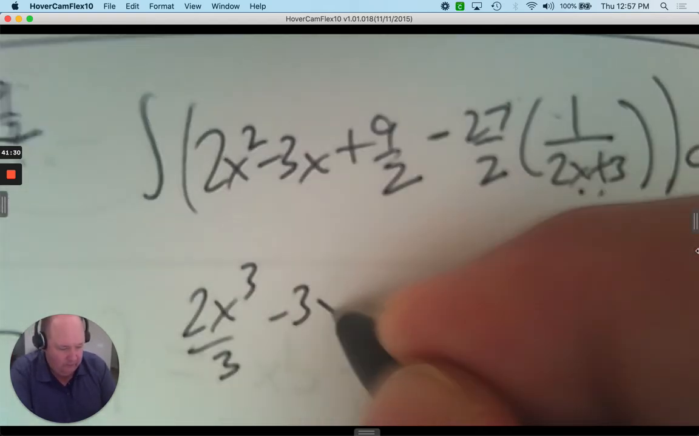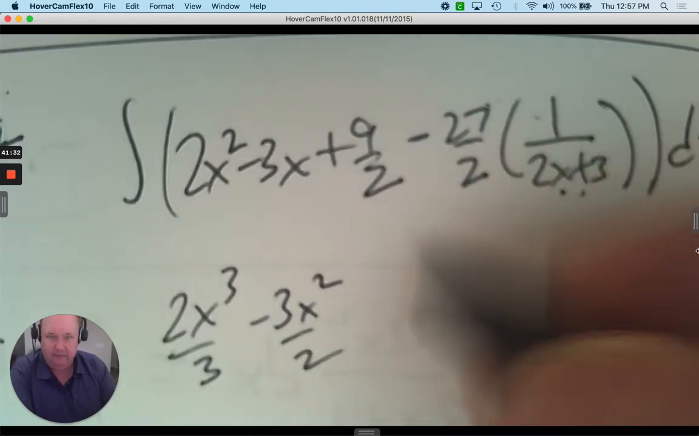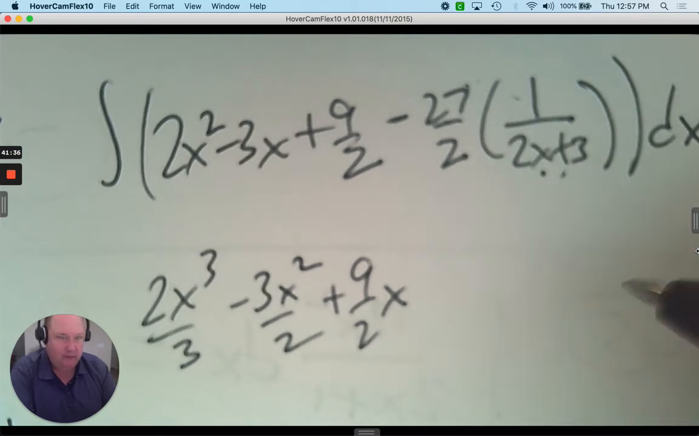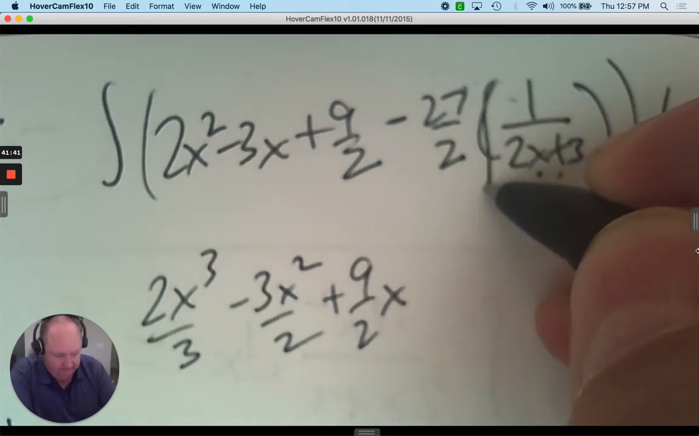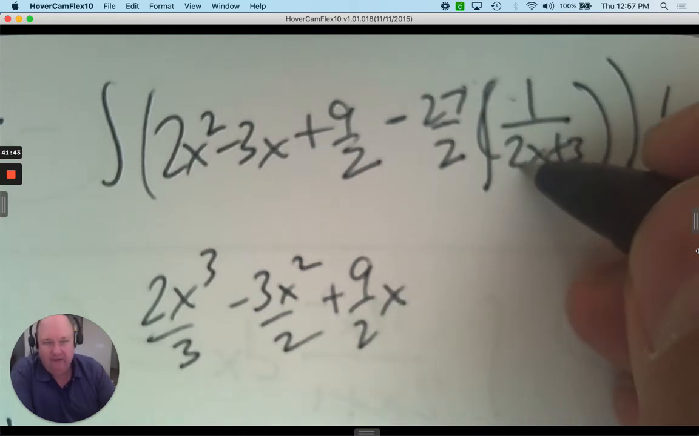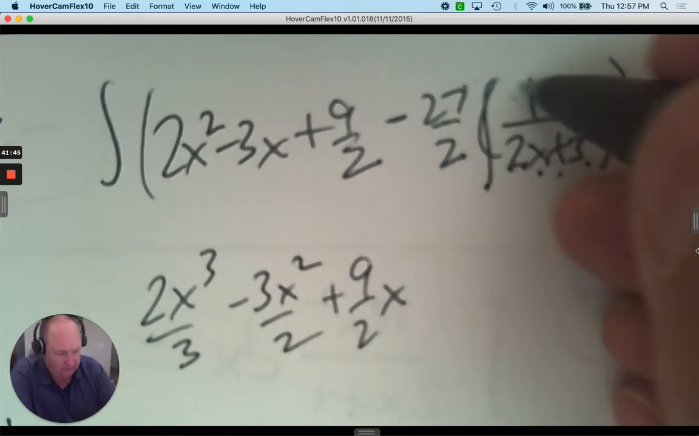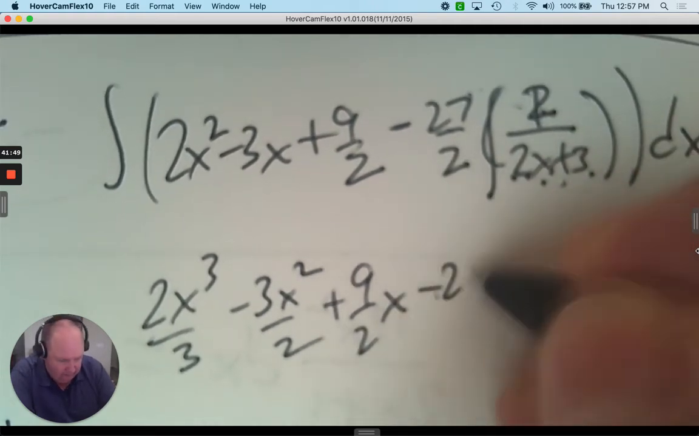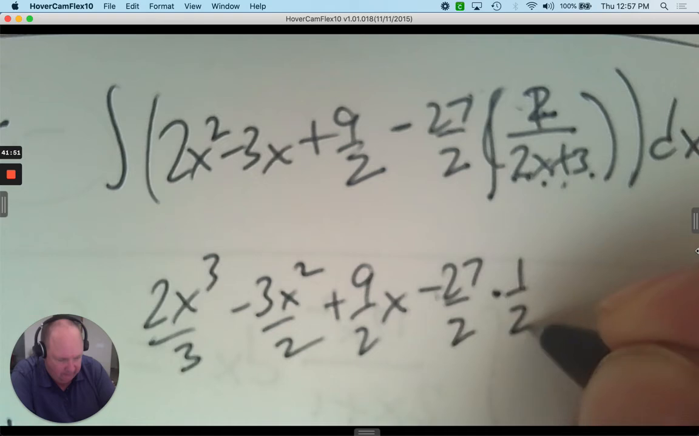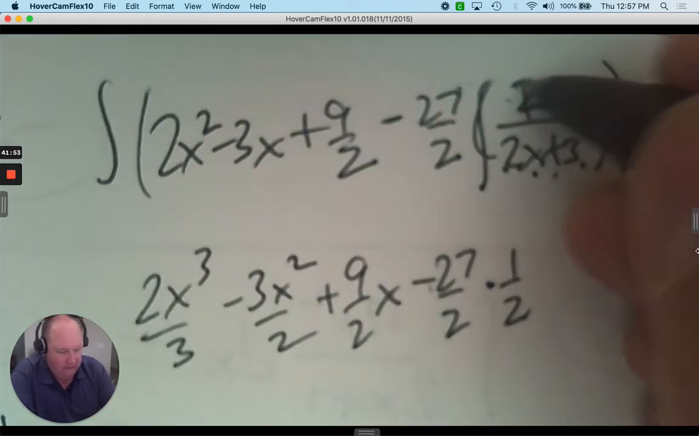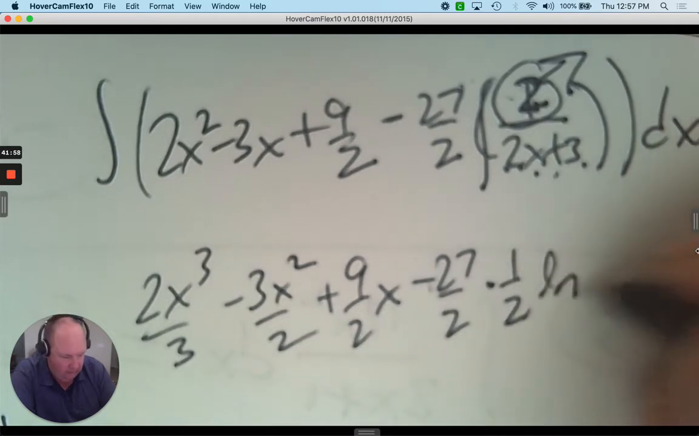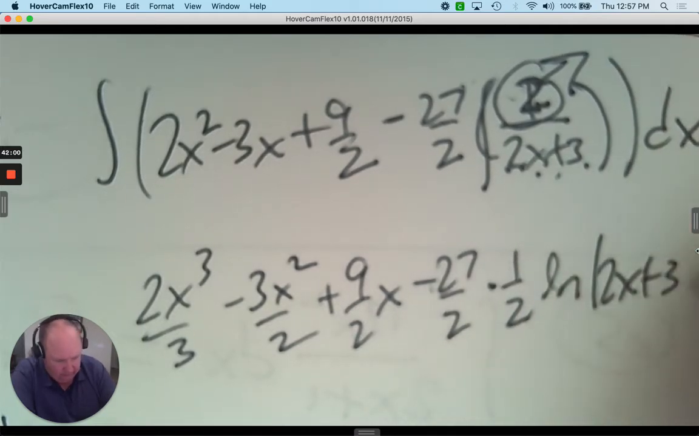Add 1 to the exponent and divide. 9 over 2 would just be 9 over 2x. Now this last one's going to be a logarithm. So we're integrating. The derivative of 2x plus 3 is 2. So to undo that 2, I need a 1/2 in front. So we have 27 over 2, plus we need the 1/2 so that I have the proper numerator. Then I can unhook it, and then it's ln 2x plus 3.